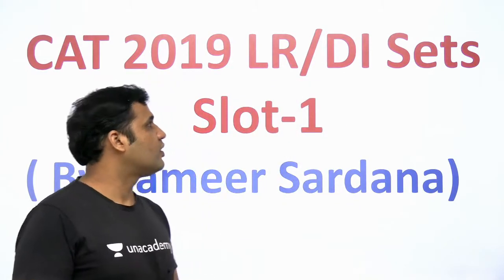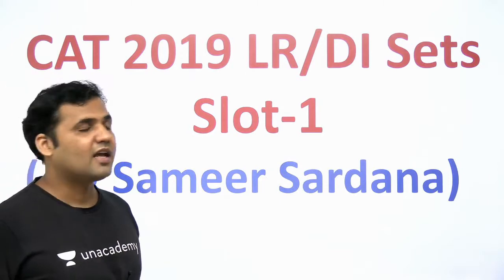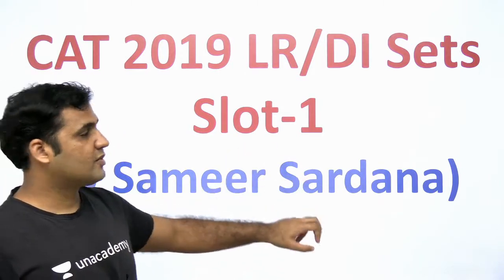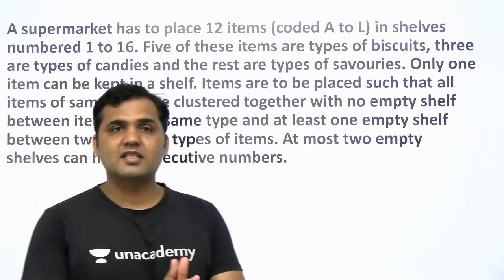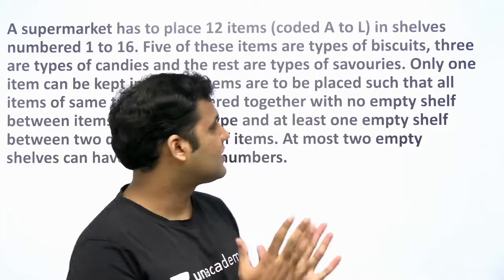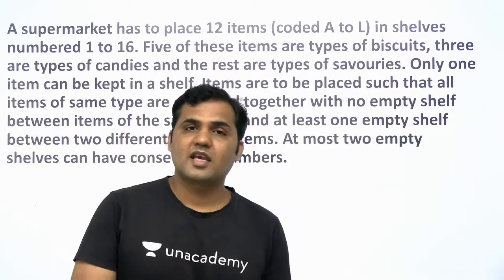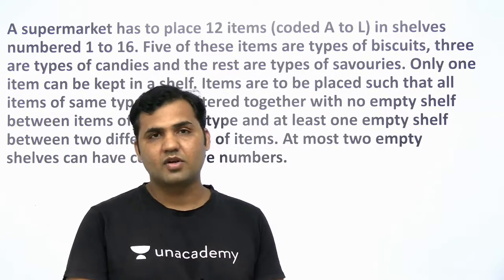In this video, we are going to discuss the CAT 2019 LRDI set from slot 1. This set is based on a data arrangement. So this is the set we will be discussing. This came in CAT 2019. So let's have a look at this set.